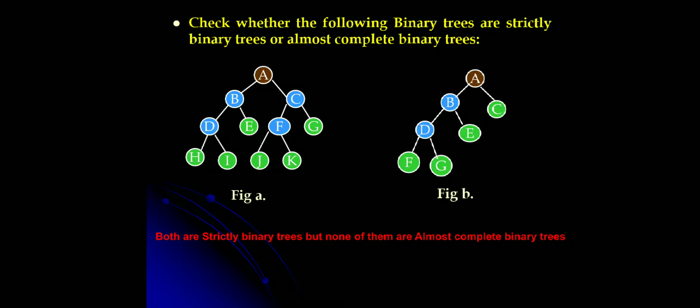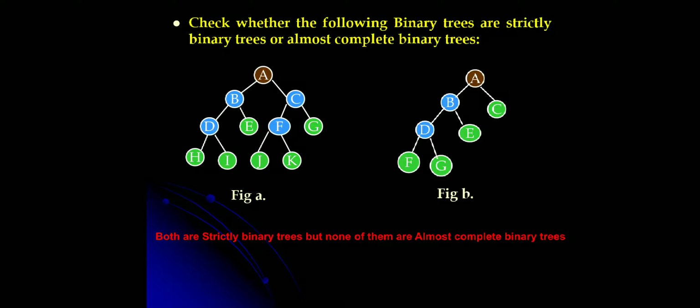That's why this first figure is not an almost complete binary tree. Coming to the second figure, again here the non-leaf nodes are having both left and right subtrees. A is having both left and right subtree, B is having both left and right subtree, and D is having both left and right subtree. That's why this is a strictly binary tree.